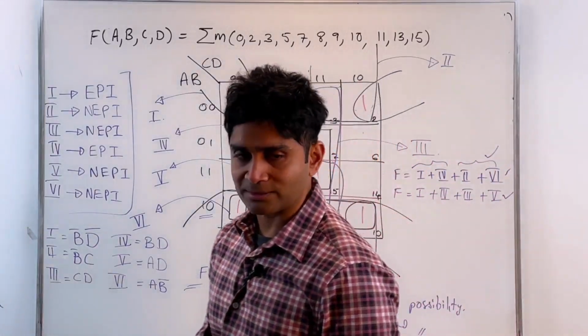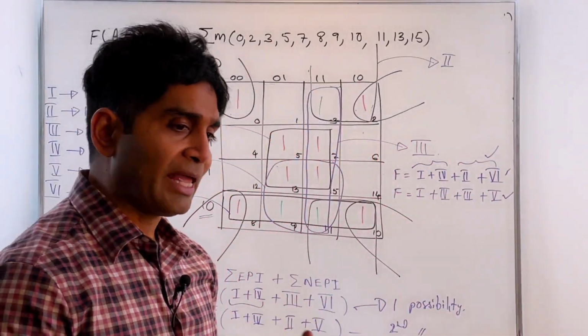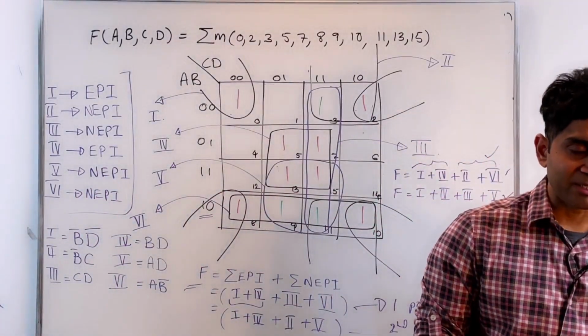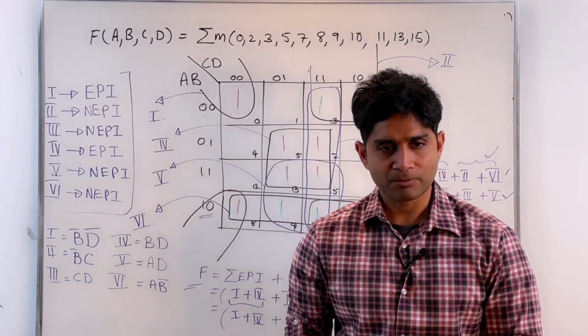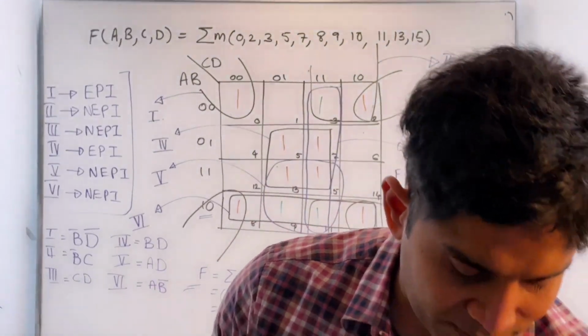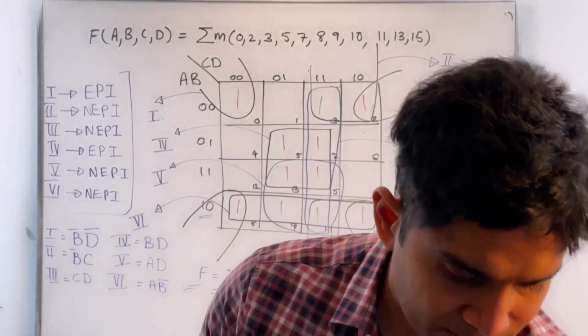And this illustrates the concept of how we can express the function as a combination of essential primes and non-essential primes. All right, let me take a pause here and see if you have any questions about anything covered so far. Does that make sense?